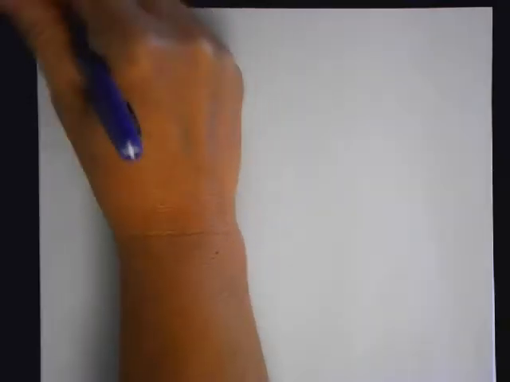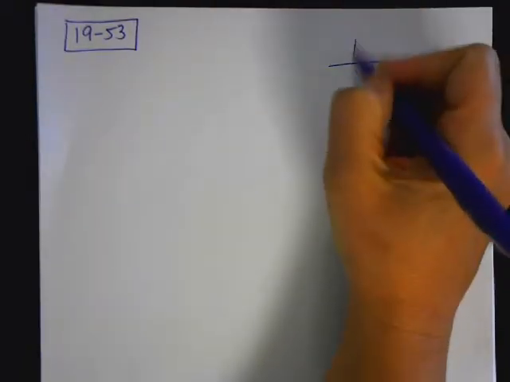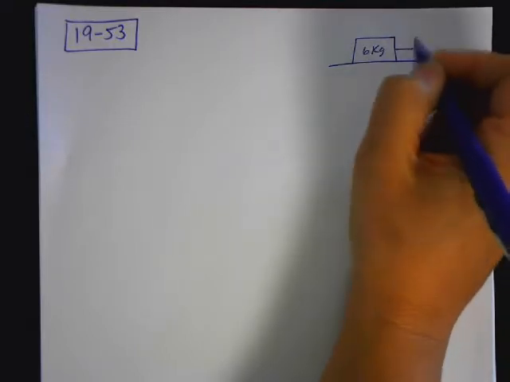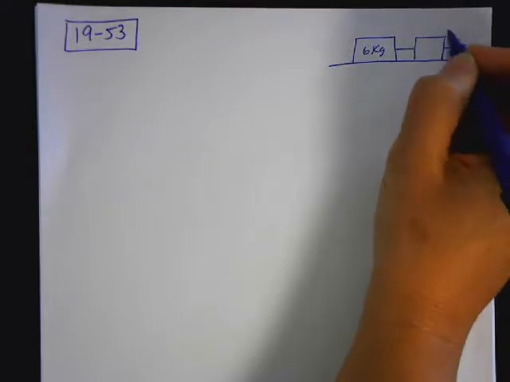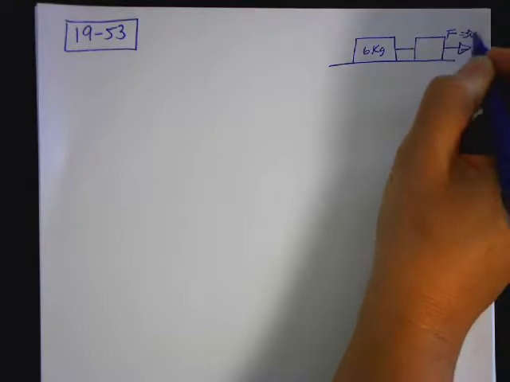Okay, we're going to do 1953. So the first thing I'm going to do is draw my picture. I have a 6 kilogram block, and I have a 4 kilogram block, and I have a force of 30 newtons that's pulling on them.